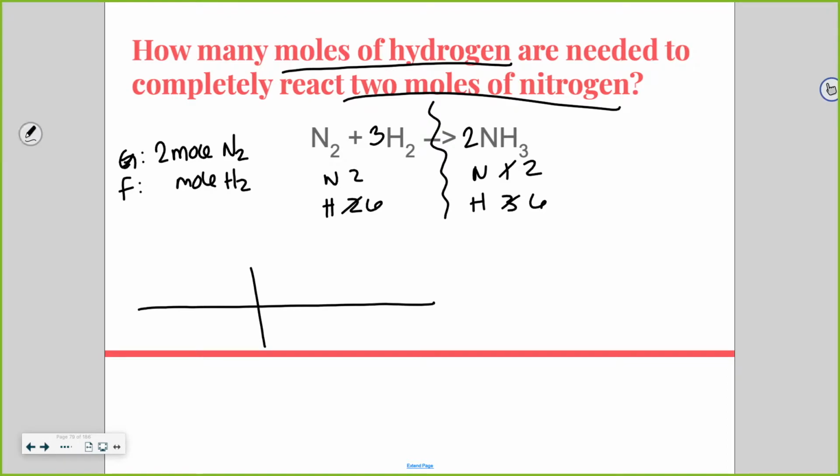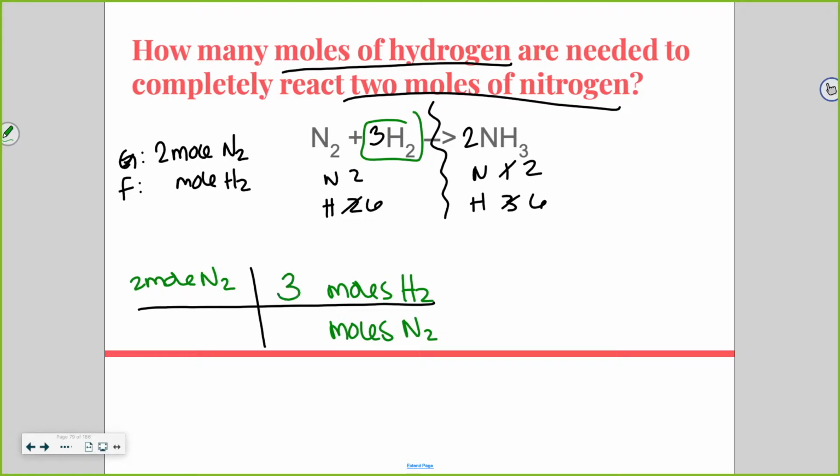All right, set up our table. You're given 2 moles of N2, and I want to get to what? Moles of hydrogen, H2. Remember, what goes up must come down, so I need moles of N2 at the bottom. Now remember looking at your flow chart, and then you got your coefficients. Good job, Annie, using your coefficients. My coefficient of H2 is 3, and my coefficient of N2 is 1.